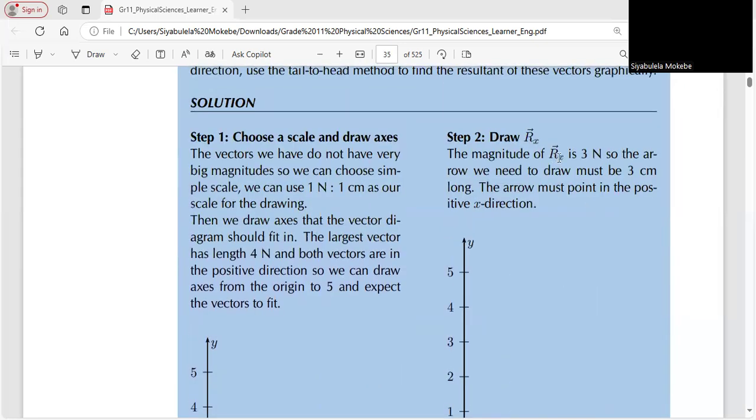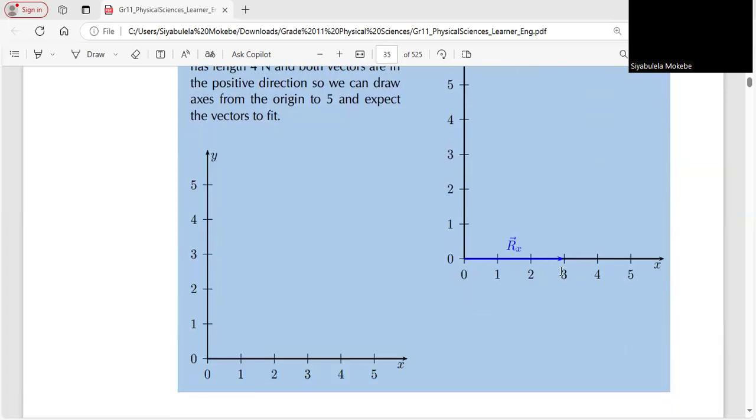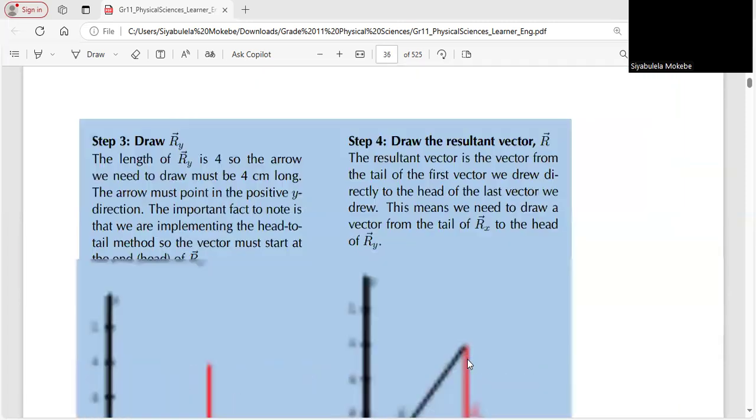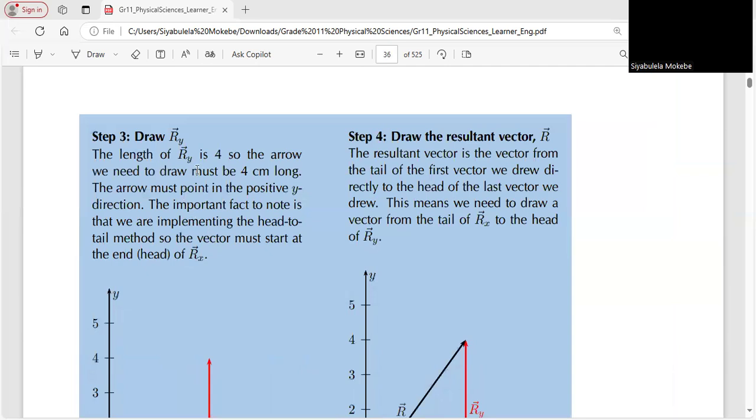The magnitude of Rx is 3 Newton, so the arrow we need to draw must be 3 centimeters long. The arrow must point in the positive X direction. That's the arrow.